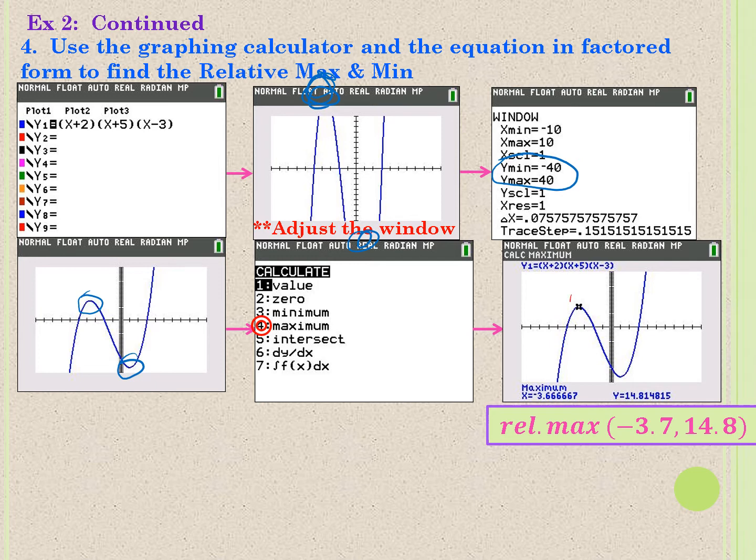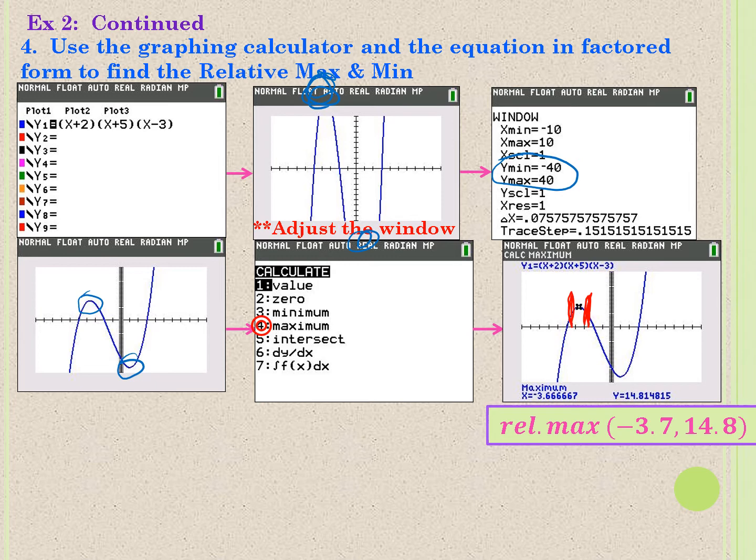So for the left bound, I'm just going to make my cursor go a little bit to the left. And for the right bound, I'm going to make it go a little bit to the right and hit enter each time. And then they're going to ask you for a guess. I do not have time to guess. We are way too busy and way too important to worry about guessing. I know that sounds silly, and it's meant to sound silly, but you don't have to worry about the guess. Truly, you don't. That's a waste of time.